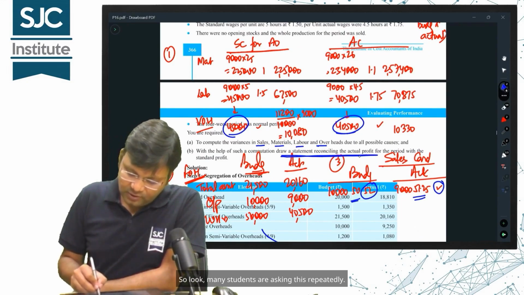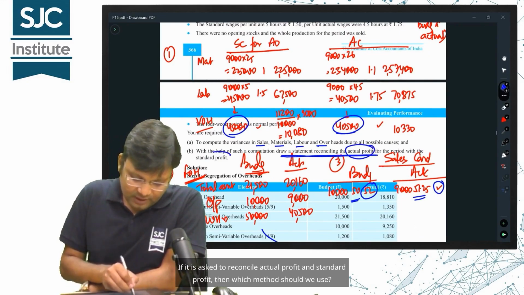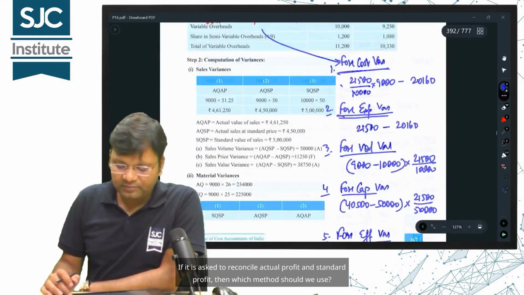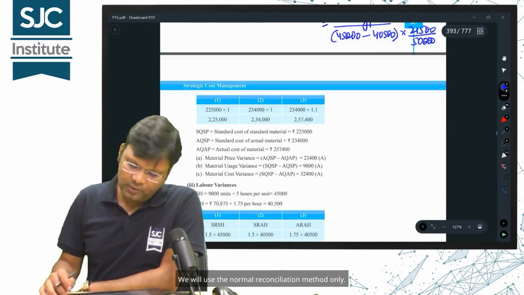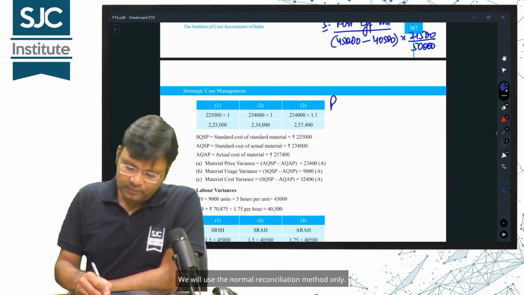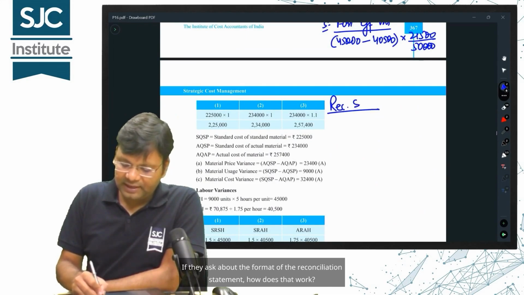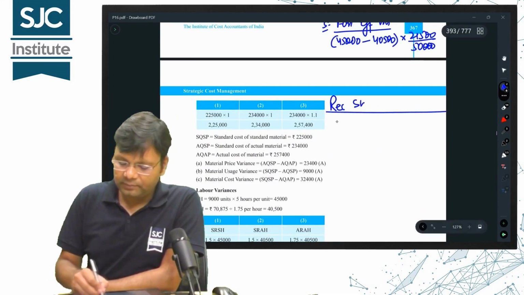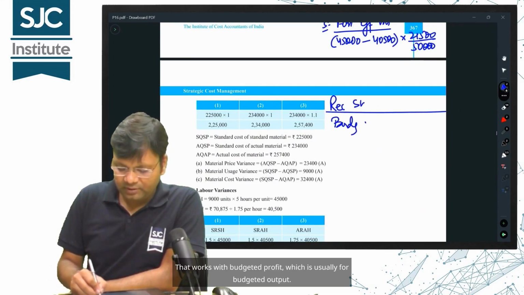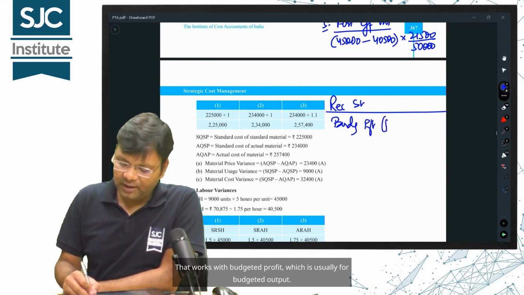So look, many students are asking this repeatedly. If it is asked to reconcile actual profit and standard profit, then which method should we use? We will use the normal reconciliation method only. If they ask about the format of the reconciliation statement, how does that work? That works with budgeted profit, which is usually for budgeted output.